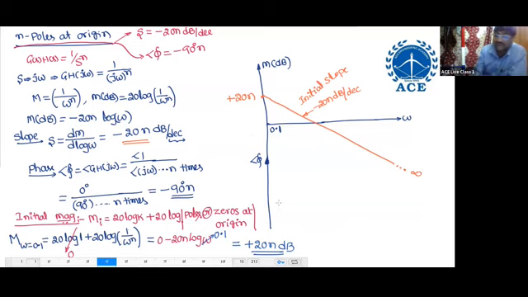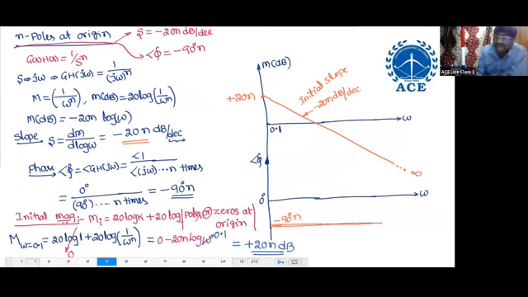Next, the phase plot. So this is 0 degrees, and this is omega. What is the phase angle we got? Minus 90n. So draw this. This is the phase plot. I can write this as minus 90 degrees times n. The phase angle is constant, right?